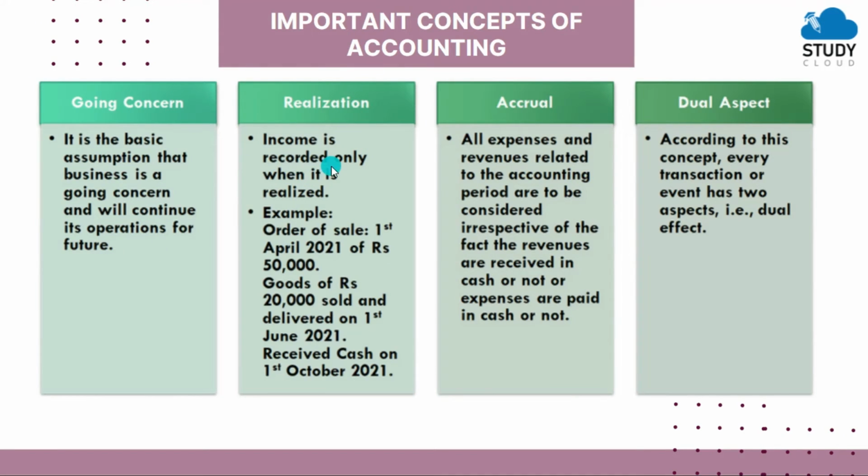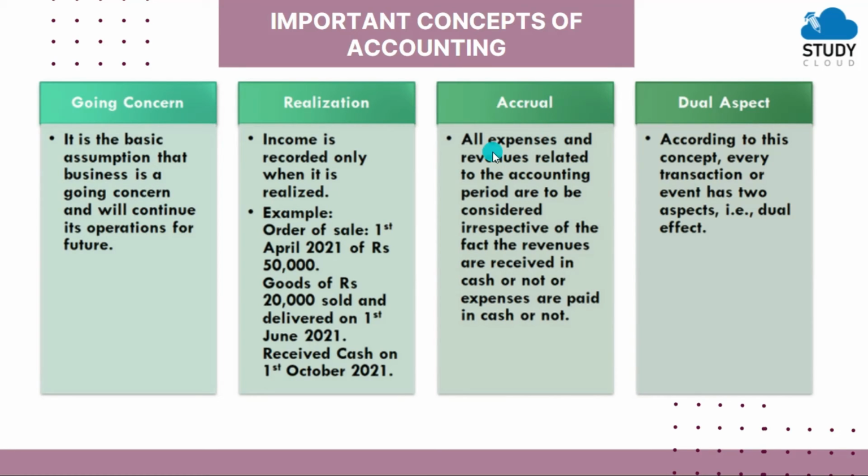Then realization. Income is recorded only when it is realized. For example, order of sale on 1st April 2021 of rupees 50,000. So you got the order on 1st April 2021 of rupees 50,000. Goods of rupees 20,000 sold and delivered on 1st June 2021. Cash received on 1st October 2021. So as per the concept of realization, sale is to be recorded at rupees 50,000 in the month of April 2021 when the order was received. So here it means that sales revenue is considered only when sales are effected during the accounting period, irrespective of whether the cash has been received or not. Same for the revenue part also.